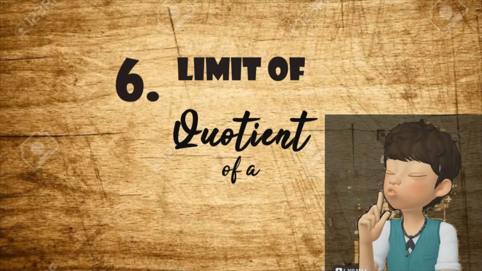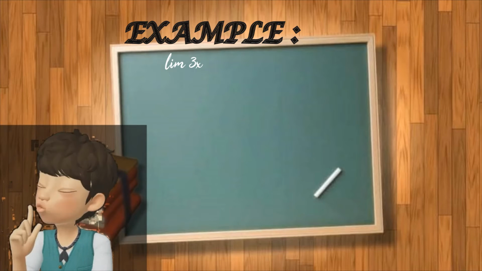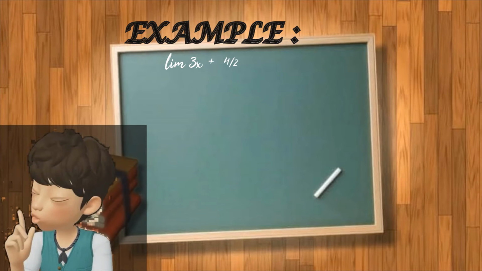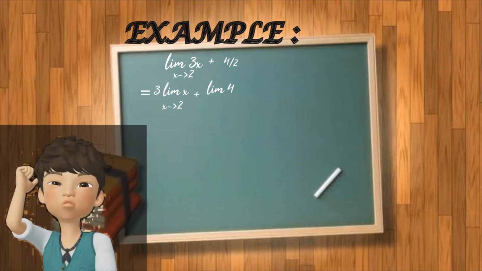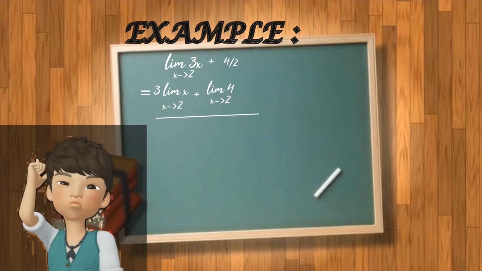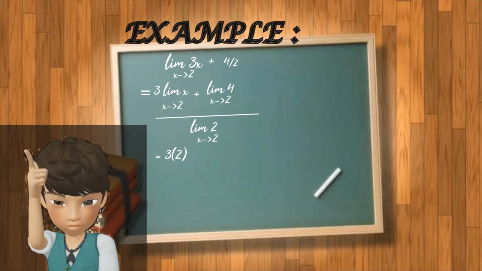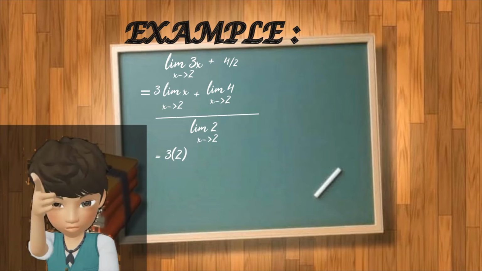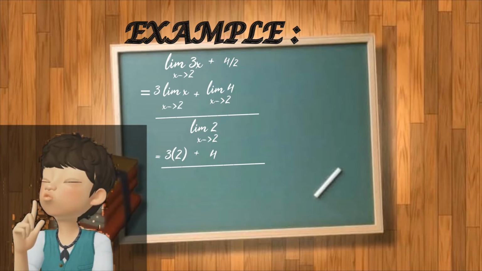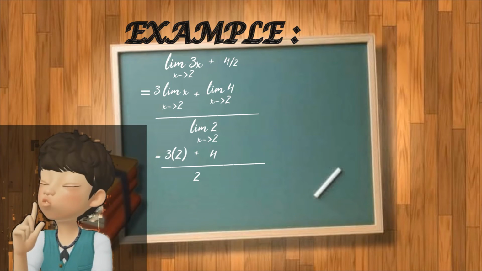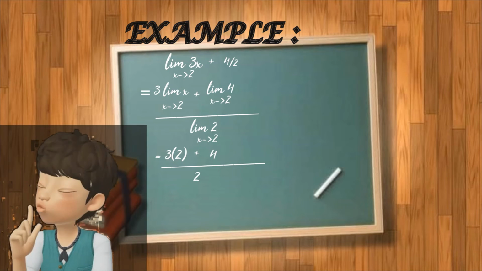Limit of quotient of a function. Number 1. Limit of 3x plus 4 over 2 as x approaches 2 is equal to 3 times the limit of x as x approaches 2 plus the limit of 4 as x approaches 2, over the limit of 2 as x approaches 2. 3 times the limit of x as x approaches 2 is equal to 3 times 2. Limit of 4 as x approaches 2 is equal to 4. Limit of 2 as x approaches 2 is 2. 3 times 2 plus 4 is equal to 10. Over 2 is equal to 5.